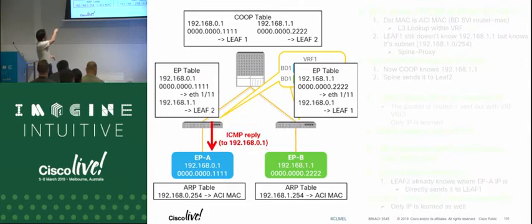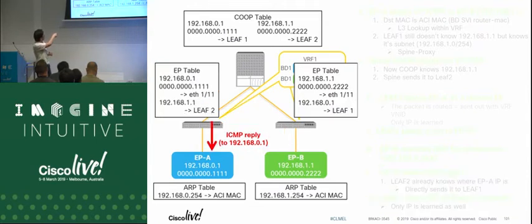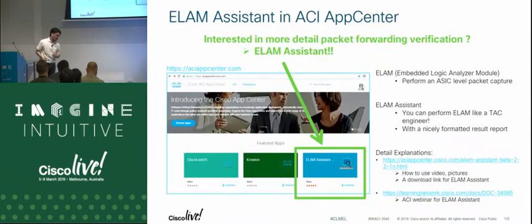Then when leaf 1 receives it, it will learn the endpoint B's IP address as a remote endpoint again, because it has VRF VNet in that. So that's why we learn IP instead of MAC. Then after that, leaf 1 will check its endpoint table for the destination IP. Then we will send it down to the endpoint. So now, finally, the ICMP worked in the ACI.